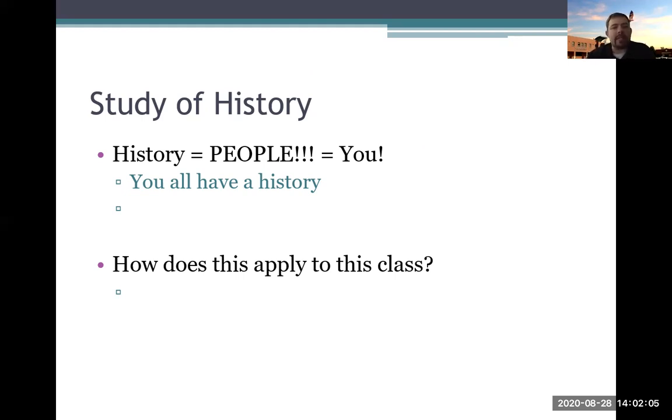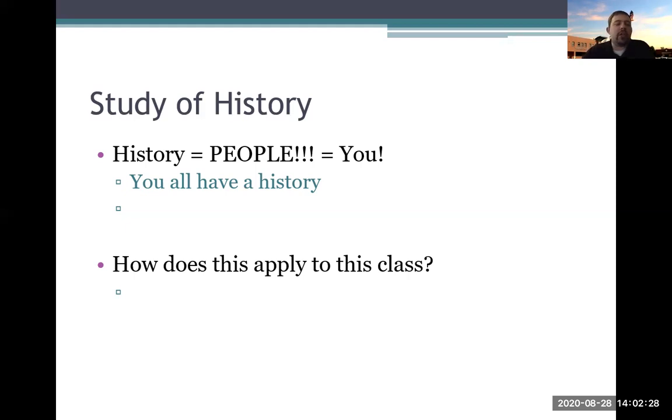And so I like us to consider, when we're considering the study of history, we're still just studying people. And we're picking up the pieces they left behind, but that's not the whole story. And so as we all have a history, what someone else picks up from it will not be the whole story. So then what does this have to do with our class?